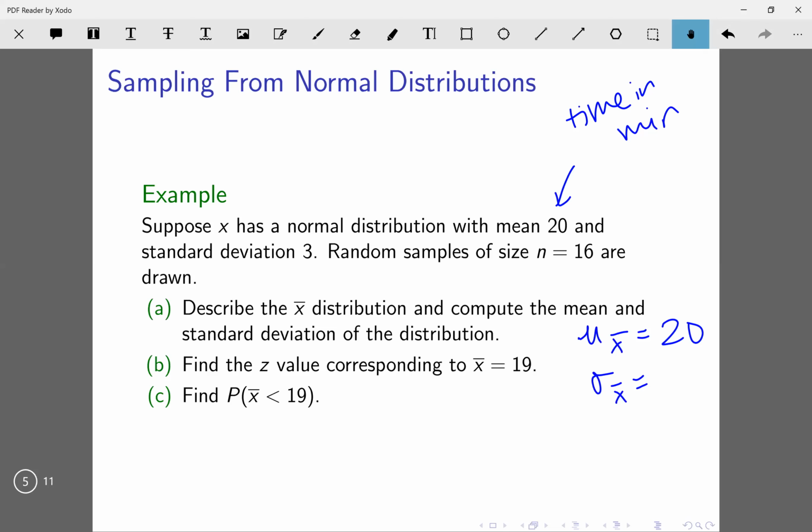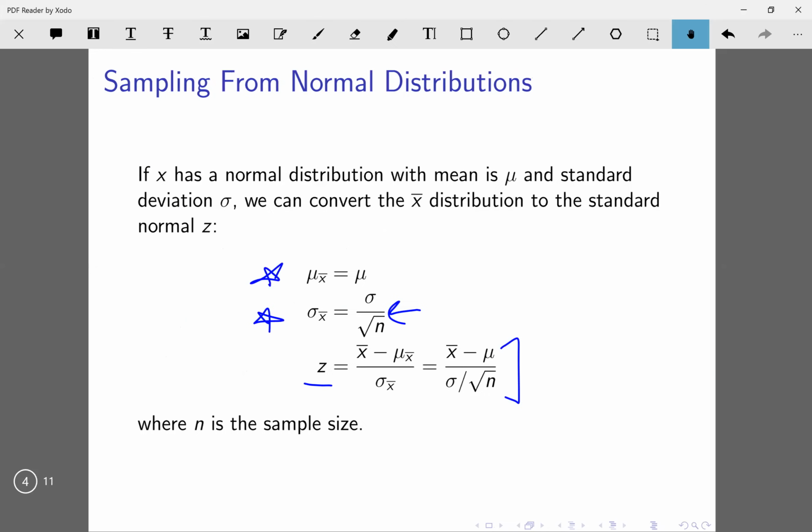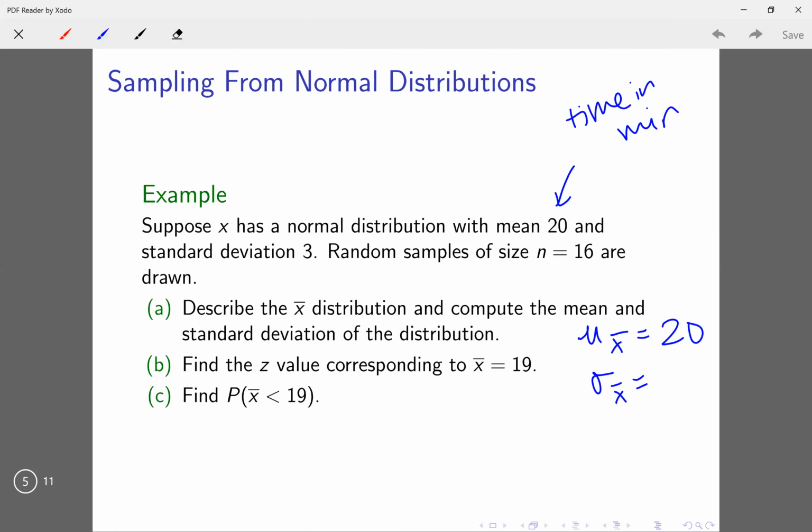However, the standard deviation has decreased. See, I have to divide it by the square root of the sample size. That's what we see right here. And so in order to calculate the standard deviation of my sample means, I need to take the standard deviation of the population and divide it by the square root of the sample size.